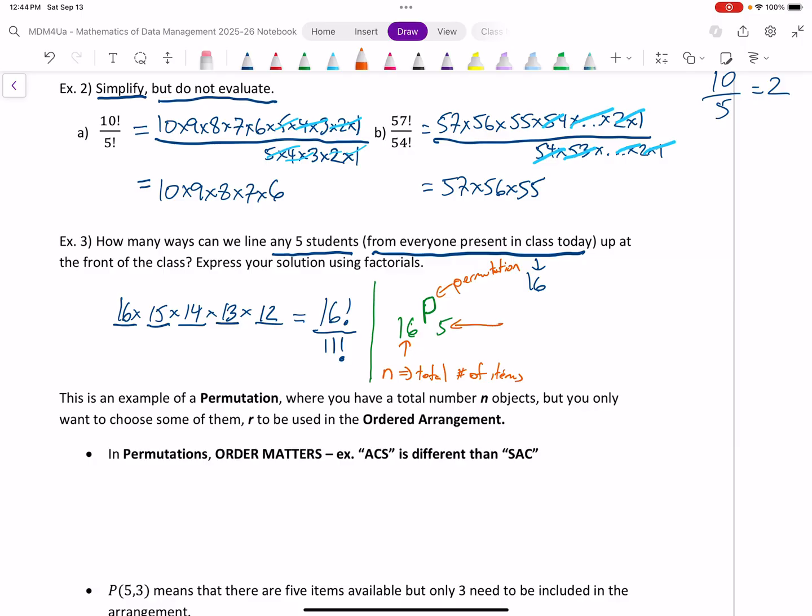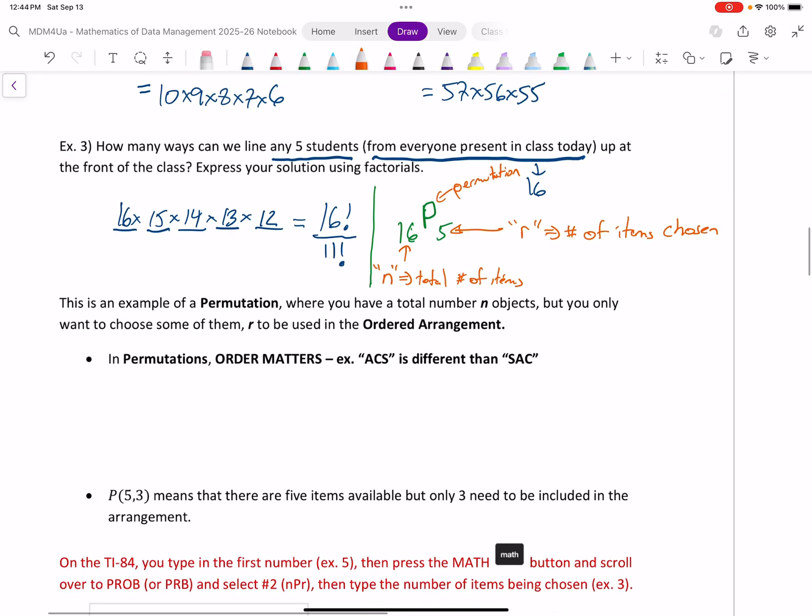And this guy, the 5, is called R. I'll put some quotations around these, which represents the number of items chosen. So the number of items chosen, in this case, we're only using 5 people, so that's the number of items chosen. If we wanted 8 people, we would change R to 8.